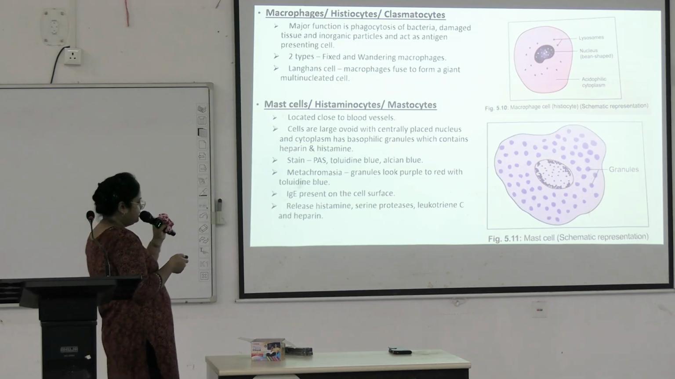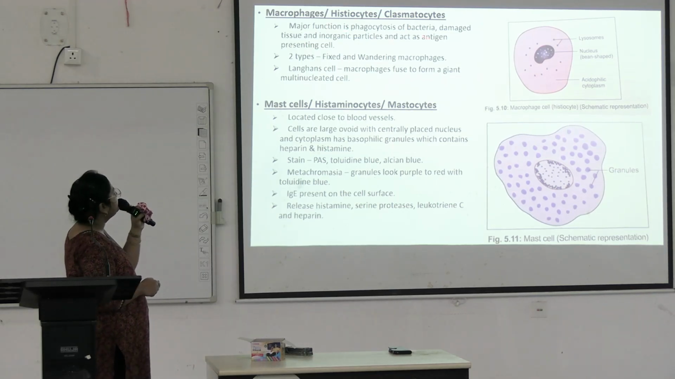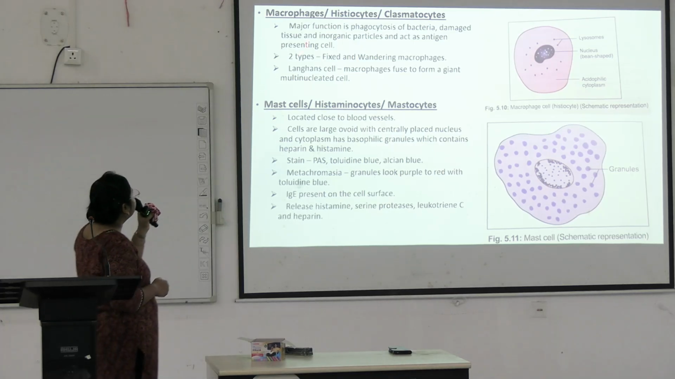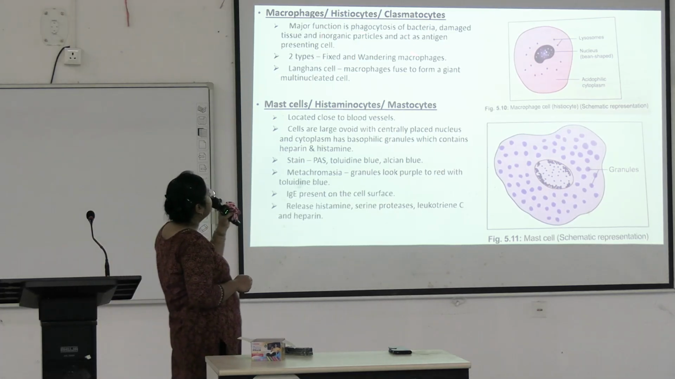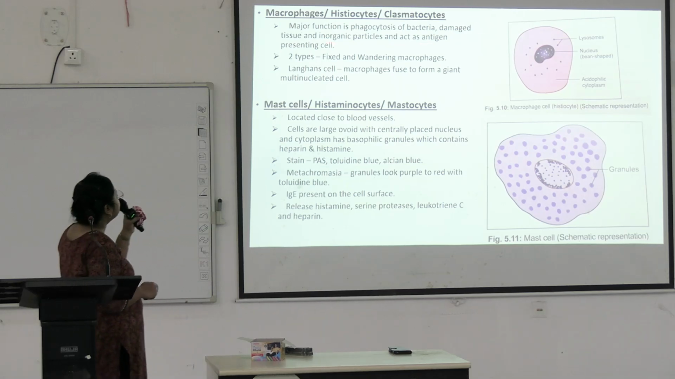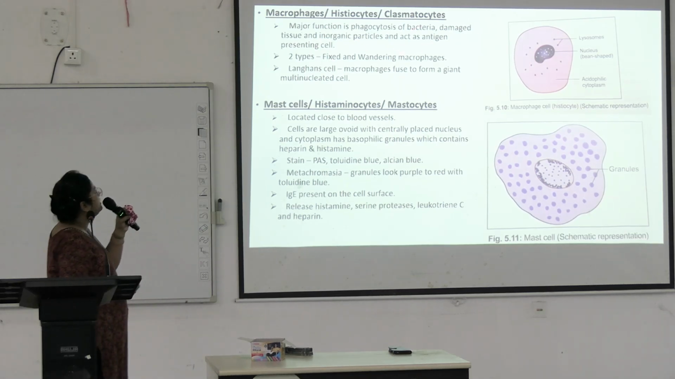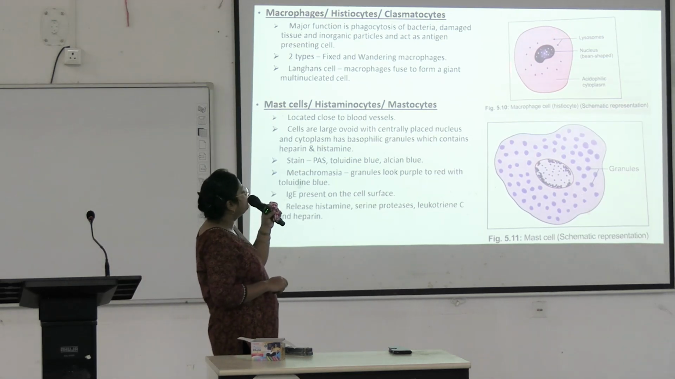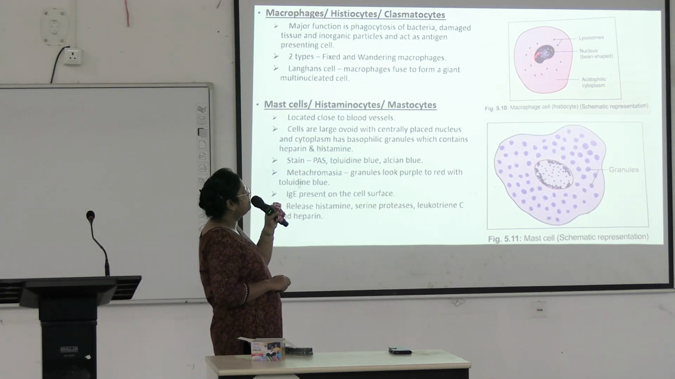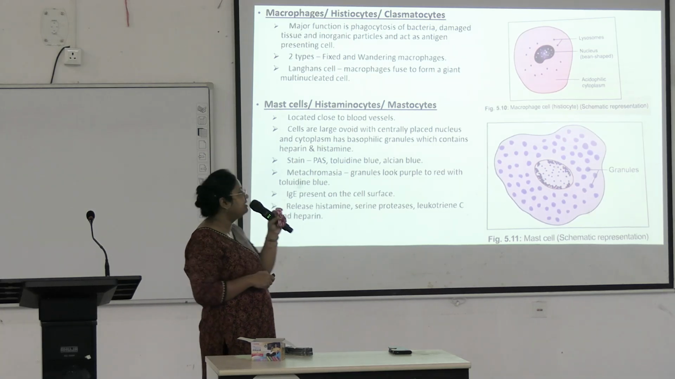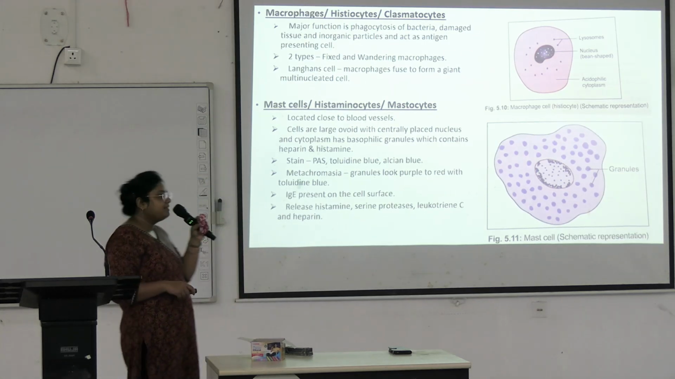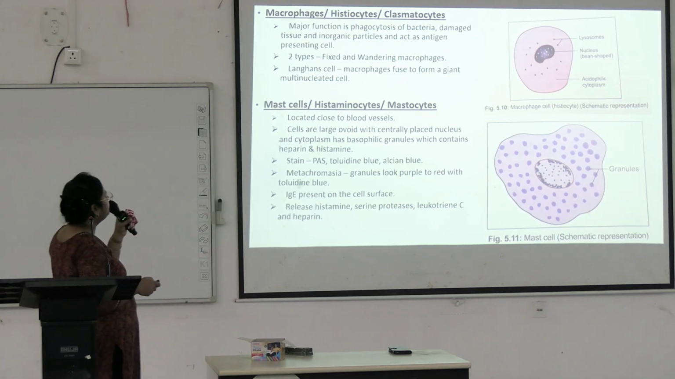Next are the macrophages, or histiocytes or plasmatocytes, all the terms used. The major function is phagocytosis of bacteria, damaged tissue and inorganic particles, and they act as an antigen presenting cell. So this is a schematic diagram of a macrophage. It has a separate nucleus, and these are the lysosomes. Lysosomes help in destruction of the bacteria, inorganic particles or damaged tissue. So they are removed through the macrophages.